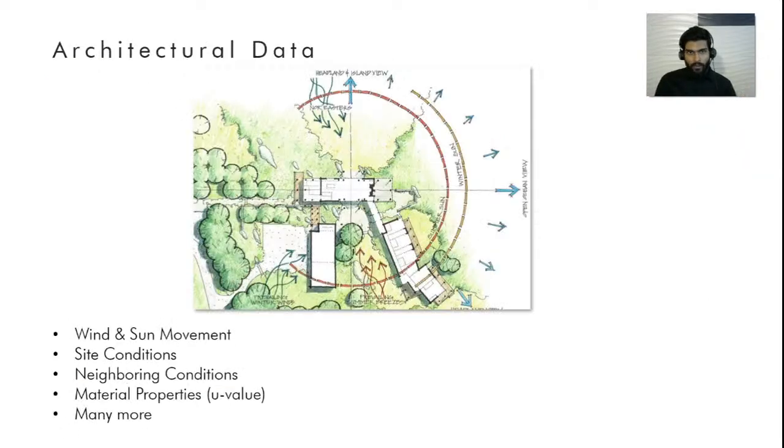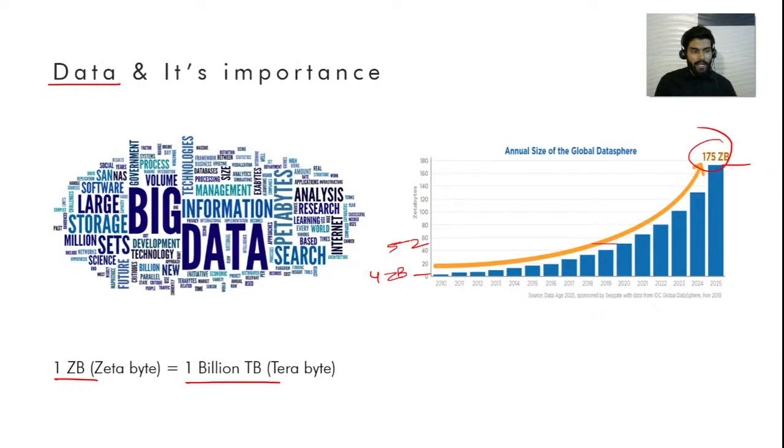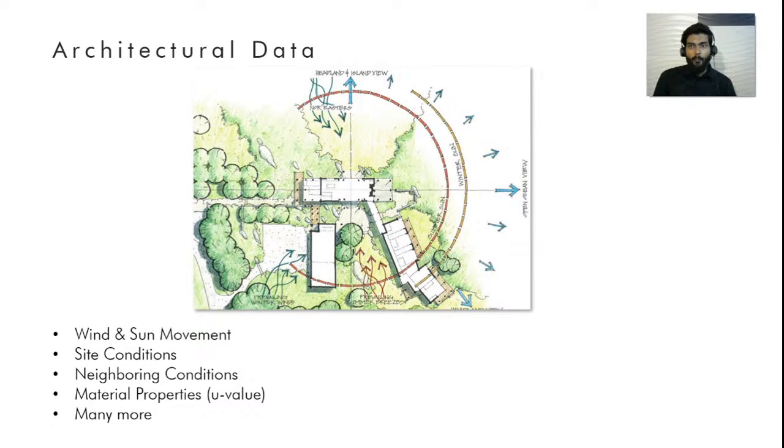And while I'm talking about data, it is necessary to talk about architectural data. Now let's bring in the architecture into this whole thing, and let's redirect this conversation towards architecture and parametric architecture itself. So whenever we are presented with any design challenge.